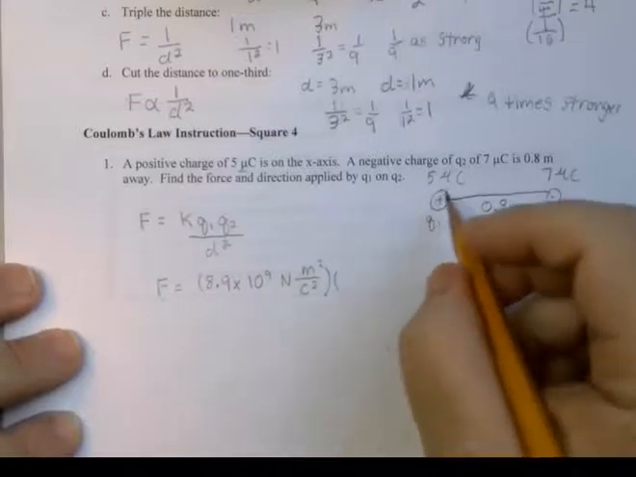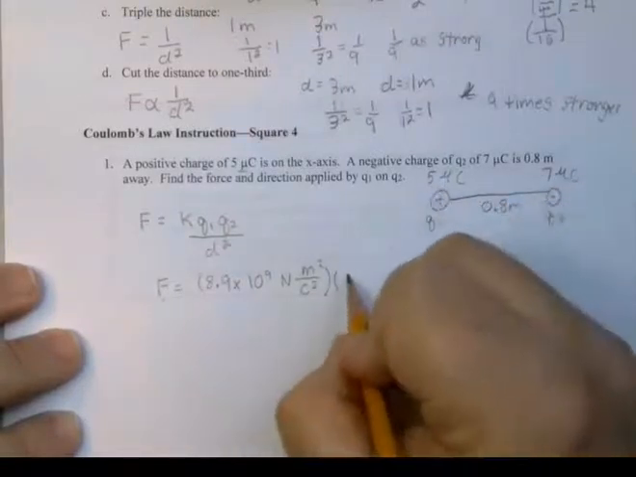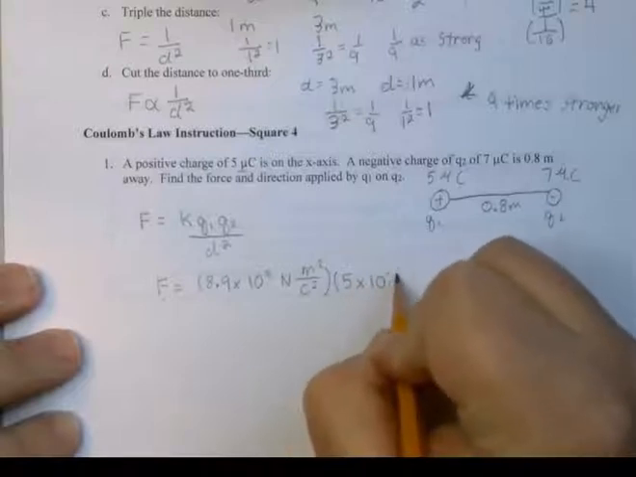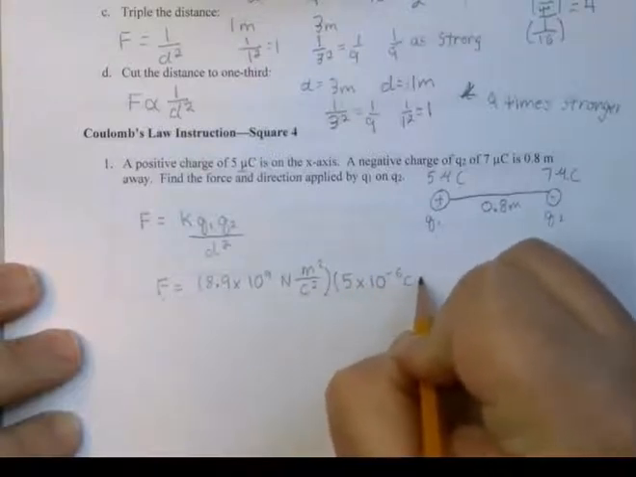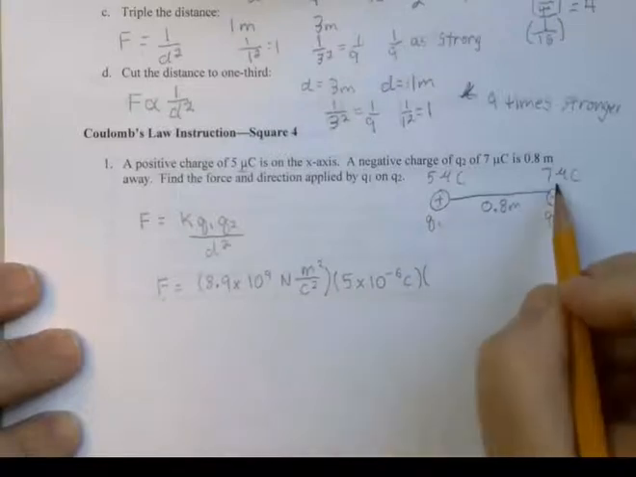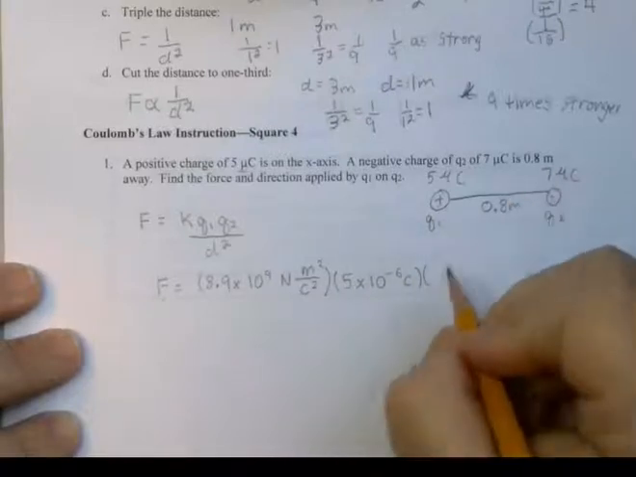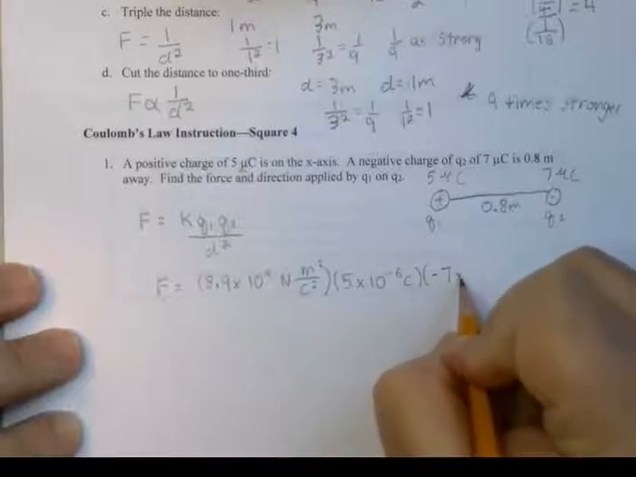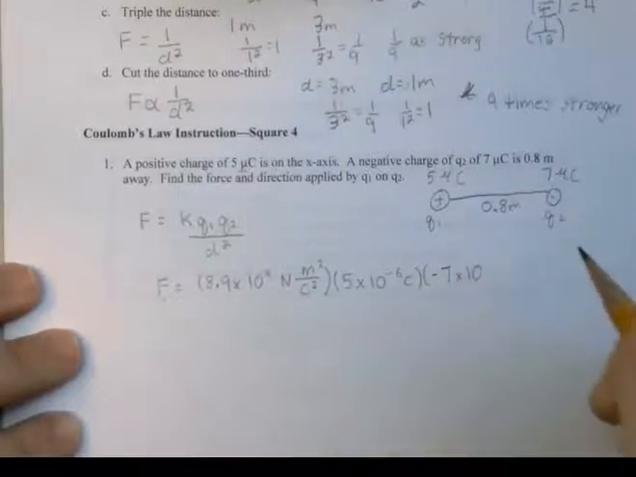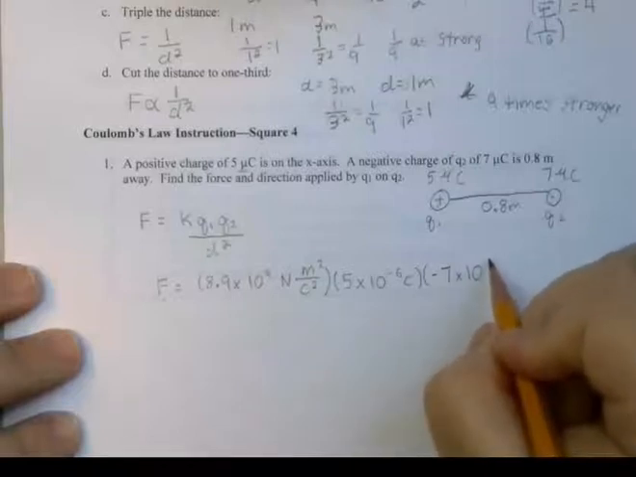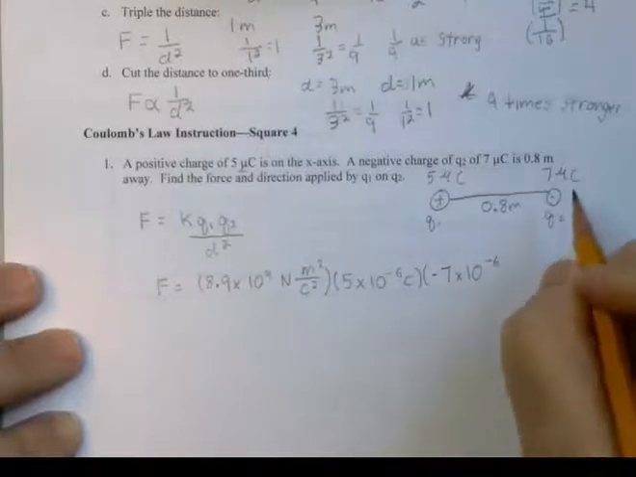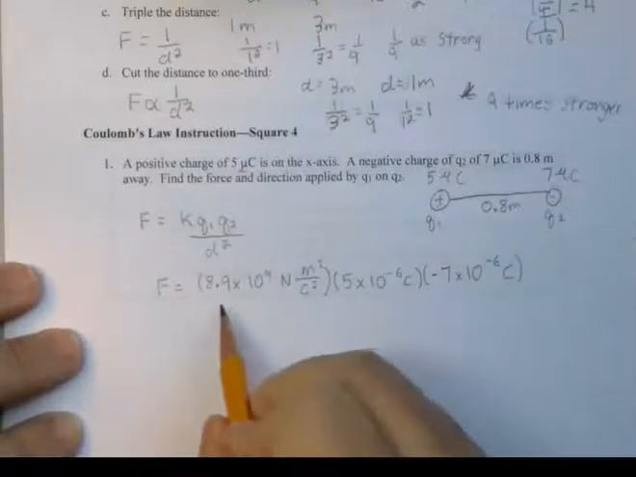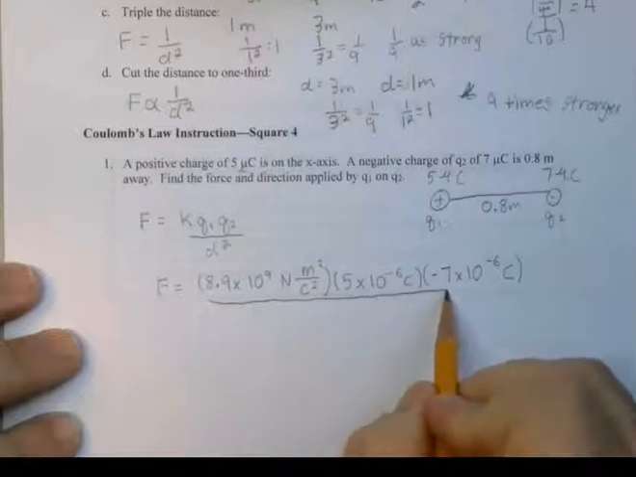because it's a multiplication, you can multiply in either order, is 5 microcoulombs. So that's 5 times 10 to the minus 6, that we just said that's what a micro is, coulombs. And the other one is 7, but it's a negative charge, and it's going to be attracted, so we're going to say negative 7 times 10 to the negative 6th. Again, it's a micro, and that's also coulombs. And now we put all of that over the distance squared.